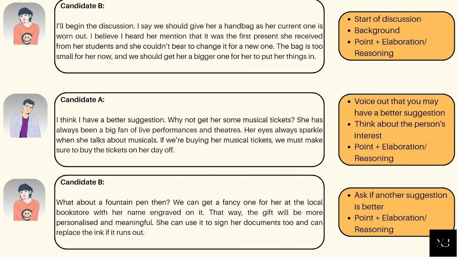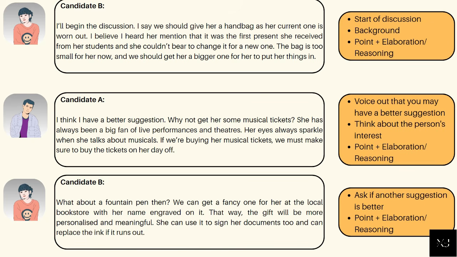Okay, so our suggestion here is to get our teacher musical tickets, and here candidate A thought of the teacher's interests. The teacher is always interested in live performances, theaters, and musicals. So his point here is musical tickets. His elaboration is also about the person's interest. And you can tell he's also quite a considerate person, because he said that if we want to buy her tickets, we must make sure to buy the tickets for when the teacher is not going to work. Otherwise, if you buy on a weekday or during the working hours, how is the teacher going to go and watch the show, right?